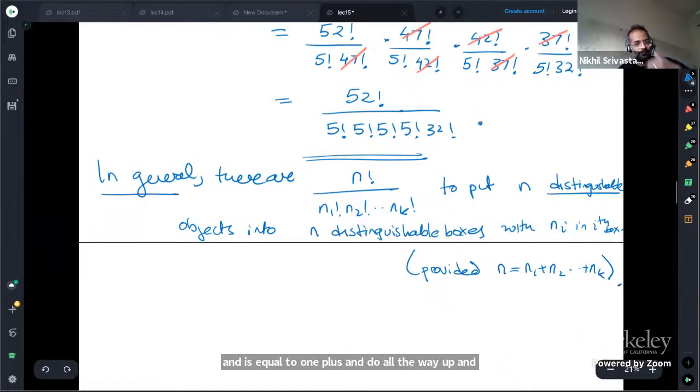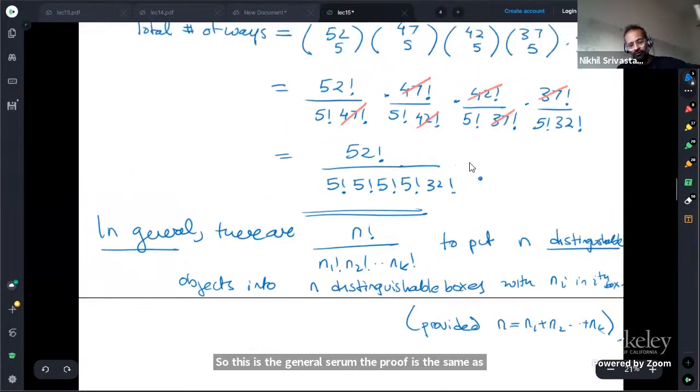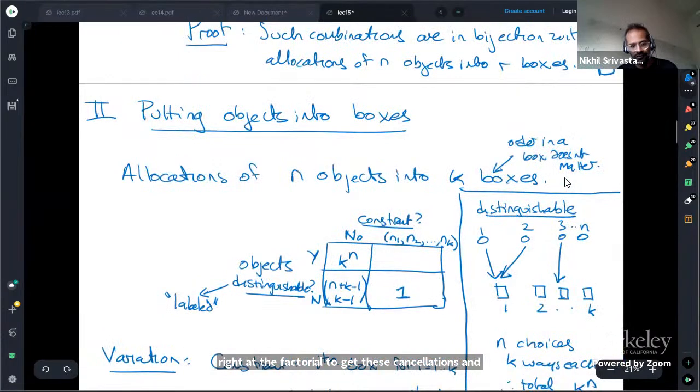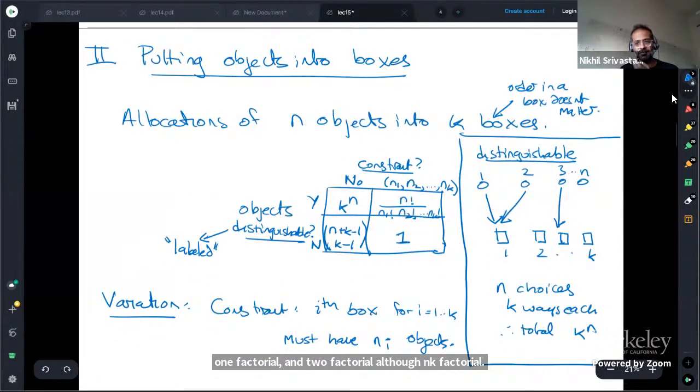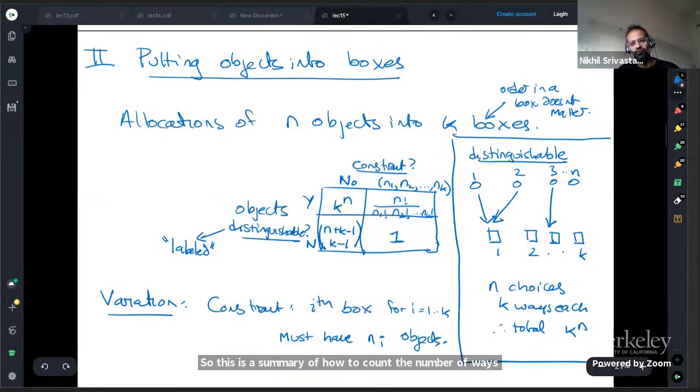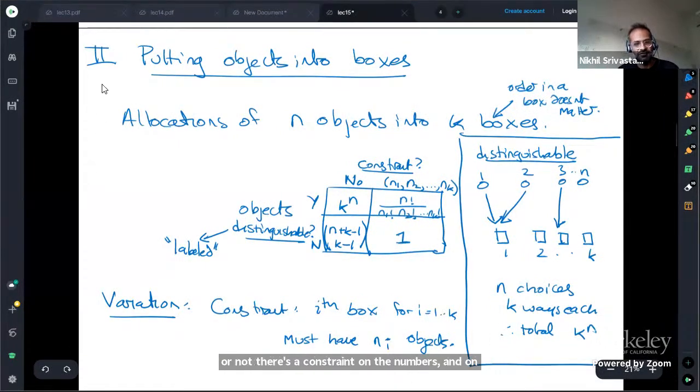So this is the general theorem. The proof is the same as above. You can read it in the book if you want. You just look at this process, you write out the factorials, you get these cancellations, and you get this expression. So the answer here is n factorial over n1 factorial, n2 factorial, all the way up to nk factorial. So this is a summary of how to count the number of ways of putting objects into boxes, depending on whether or not there's a constraint on the numbers and on whether or not the objects are distinguishable. So any questions or comments about this?